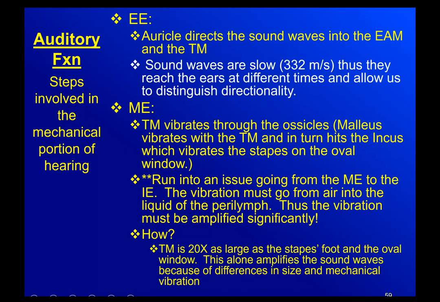So, going through the external ear, the auricle directs the sound waves to the external auditory meatus and to the tympanic membrane. It's a funnel, it's funneling it down to the tympanic membrane. Sound waves are actually fairly slow. They only move about 332 meters per second, and that means that sound waves actually hit your ears at different time points because you've got your ears on completely opposite sides of your head.